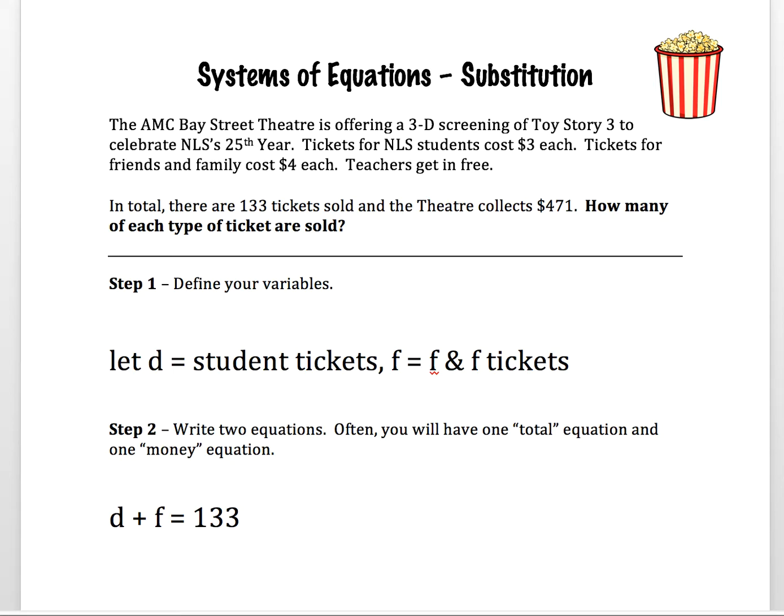Let's start with the student tickets. They cost $3. The friends and family tickets cost $4. So those are going to be our coefficients. $3 times the number of student tickets plus $4 times the number of friends and family tickets is going to equal $471. So we have two equations. The total equation, there's 133 total tickets sold, and a money equation: 3D plus 4F equals 471.